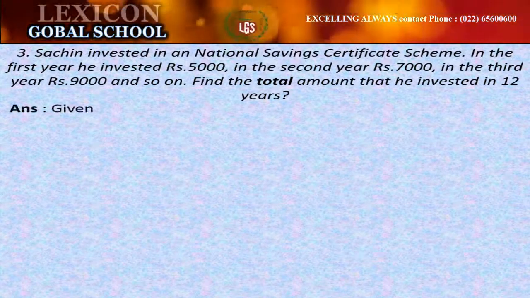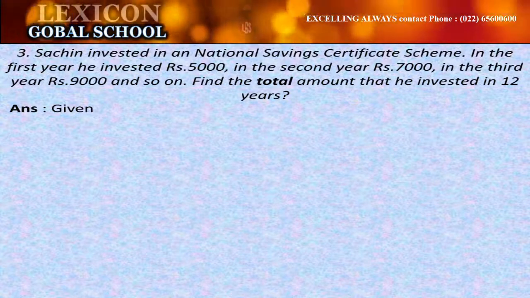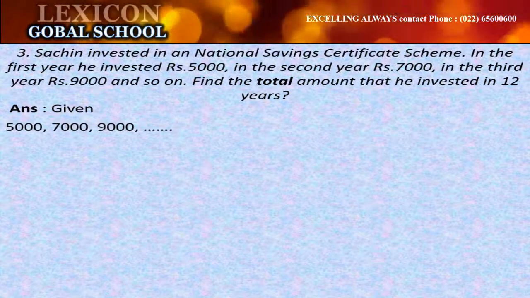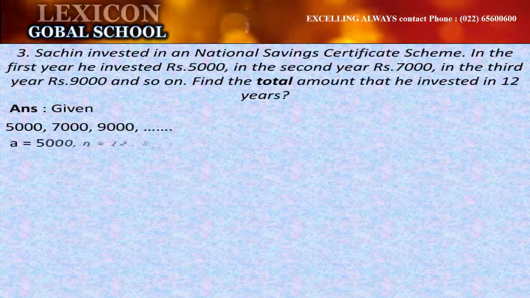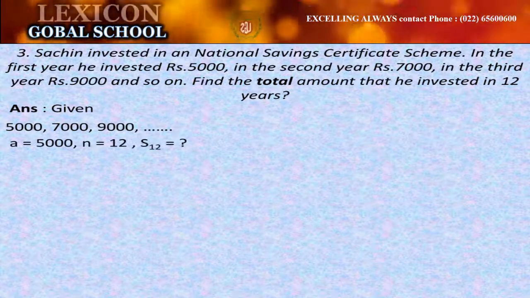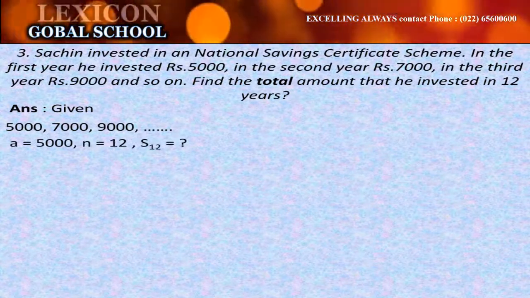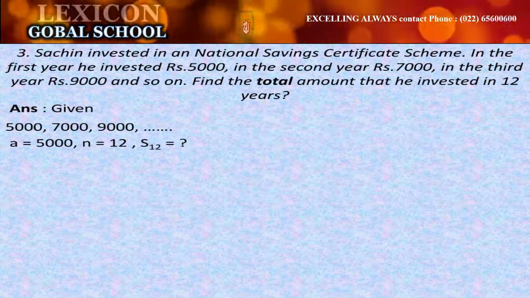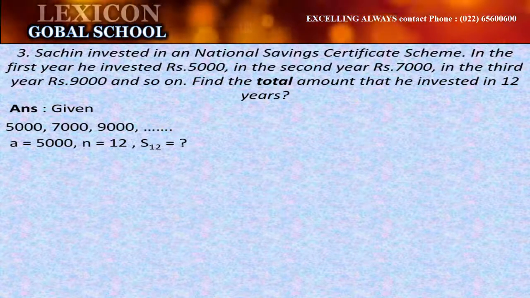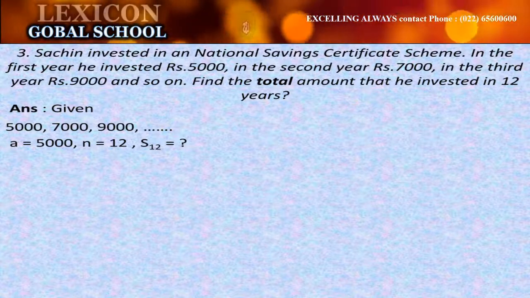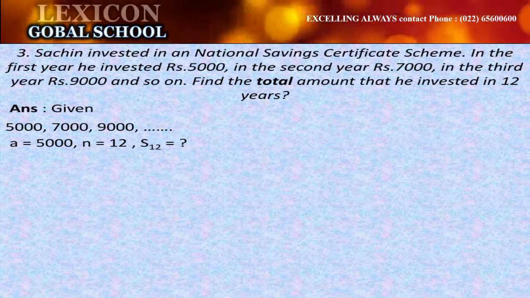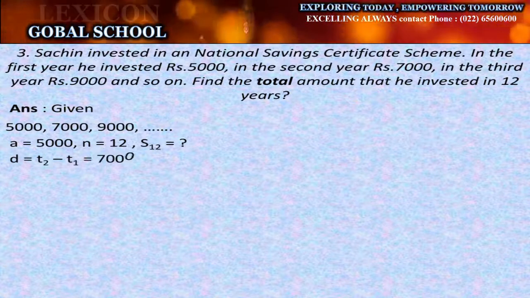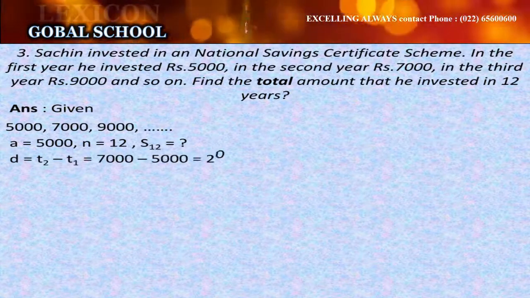So what is given to us? A sequence is given to us. That is 5,000, 7,000, 9,000 and so on. Therefore, what is your A? 5,000. How many years is he going to invest this amount? For 12 years. Therefore, your N is 12. And you have to find out total. Total means S. Therefore, S12 we have to find out. So, what is your D? Your D is 7,000 minus 5,000, which gives me 2,000.